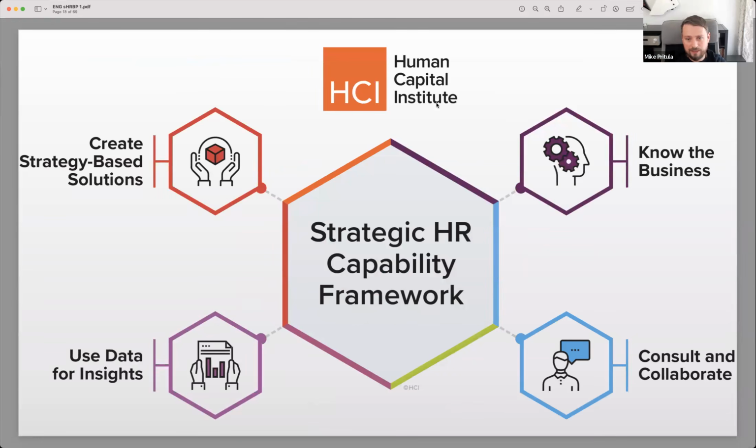And also the Human Capital Institute has a strategic HR capability framework, which I also like. It consists of: create strategy-based solutions, use data for insights, know the business, and consult and collaborate. And these main areas we will learn for the next 10 classes, starting from today.